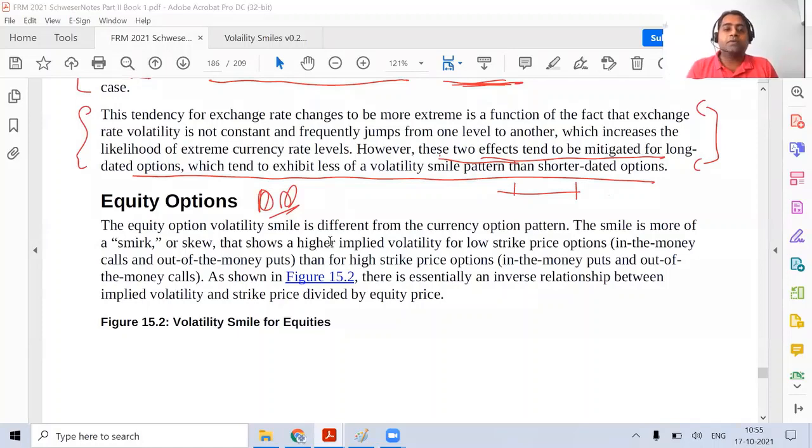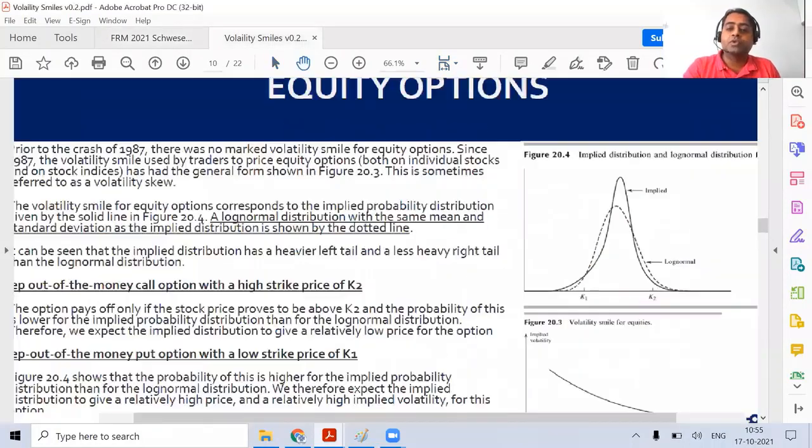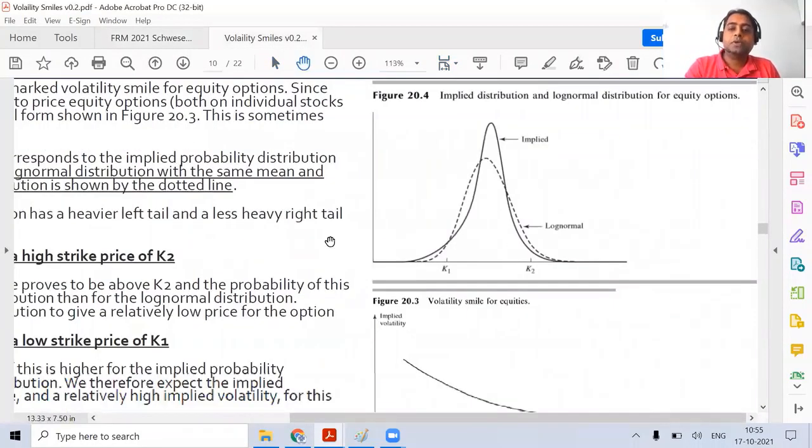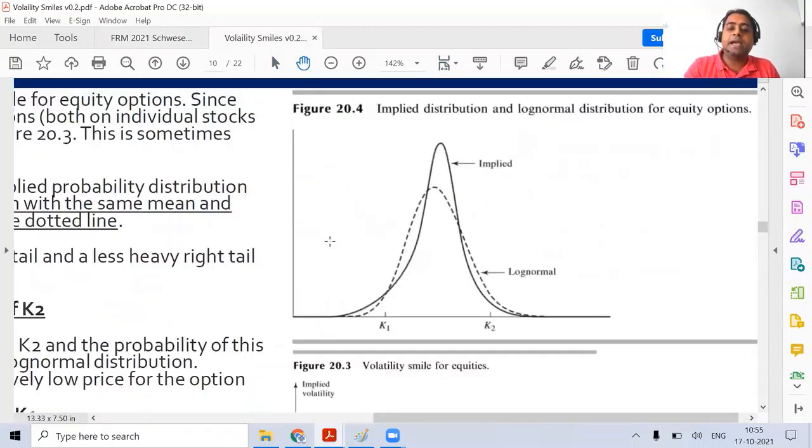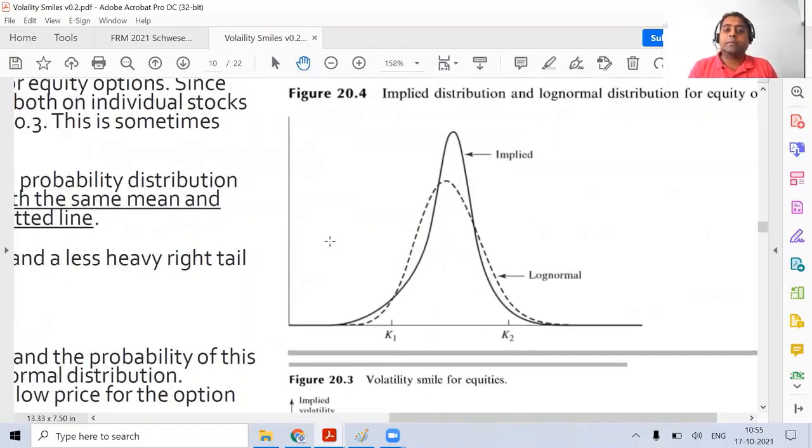The PPT part of it, again taking you towards the distribution. Look at the distribution, the implied and the log normal. The logic is the same. When we talk about K2, we're talking about a deep out of the money call option. But over here, we see that the implied distribution is lower. The tail is thinner as compared to the log normal distribution. That means the implied volatility is going to be lower.